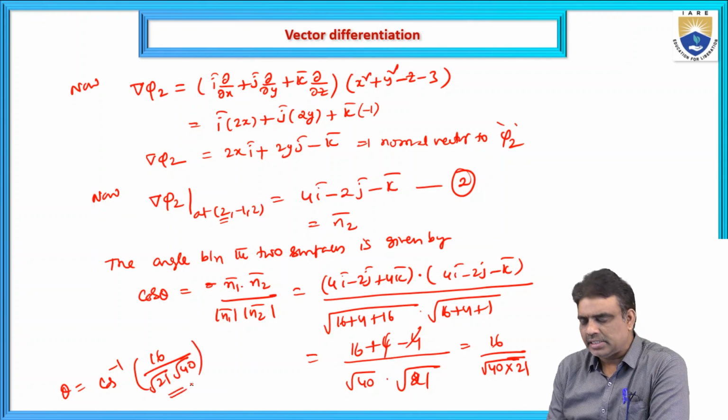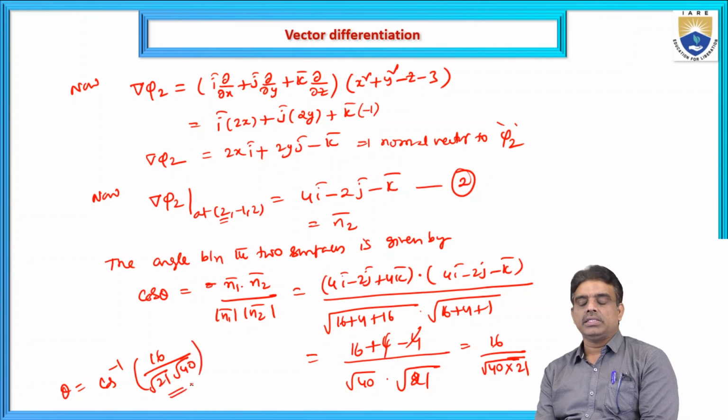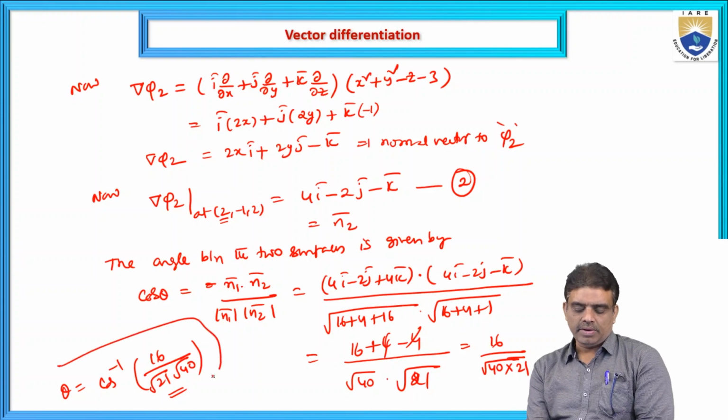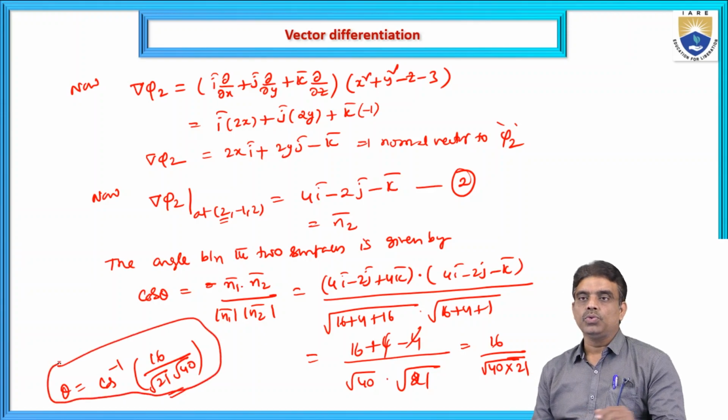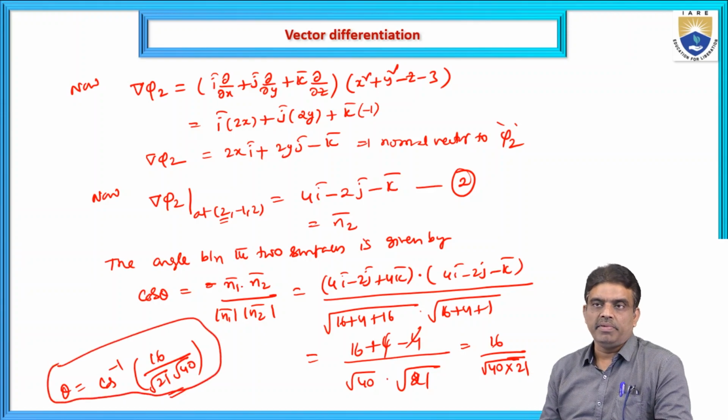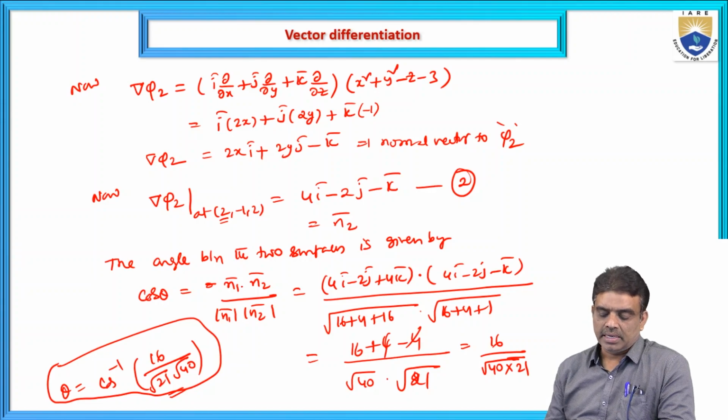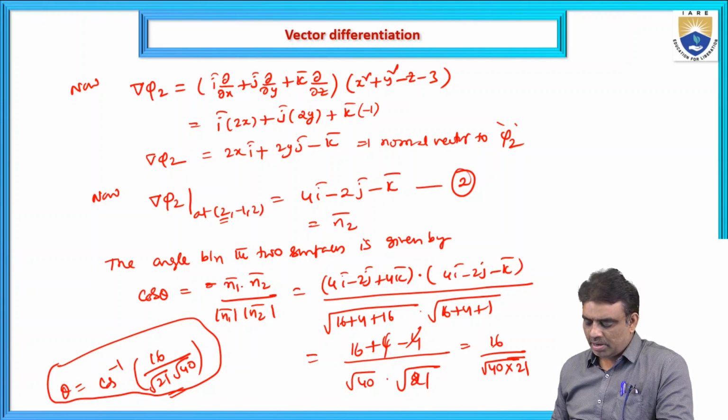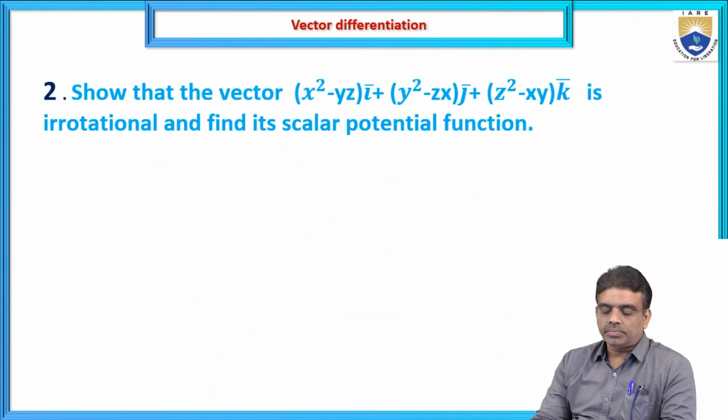On simplifying, you get some value. So theta is the cos inverse of this, which is the required angle between the two surfaces. So the angle between the two surfaces is nothing but the angle between its normal vectors. This is the first problem. Now go for the second one.